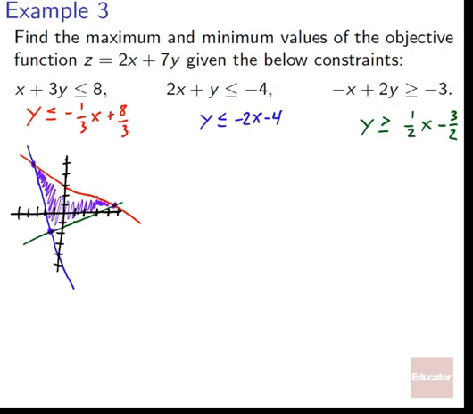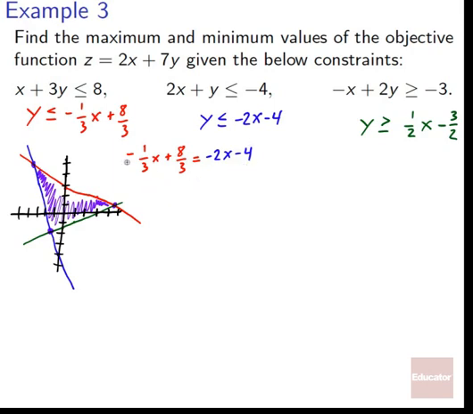So let's do the red and the blue together first. If that's the case, we can treat this as y equals negative 1/3 x plus 8/3 and y equals negative 2x minus 4, because for this, we're trying to figure out where the lines intersect because we're looking for vertices. So negative 1/3 x plus 8/3 equals negative 2x minus 4. Where does our red line and our blue line intersect? Multiply everything by 3.